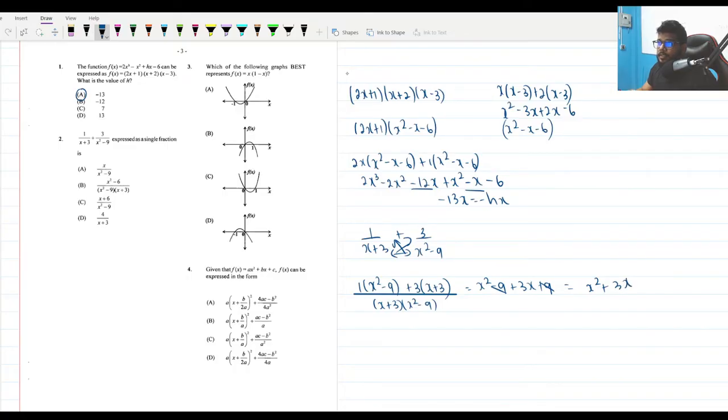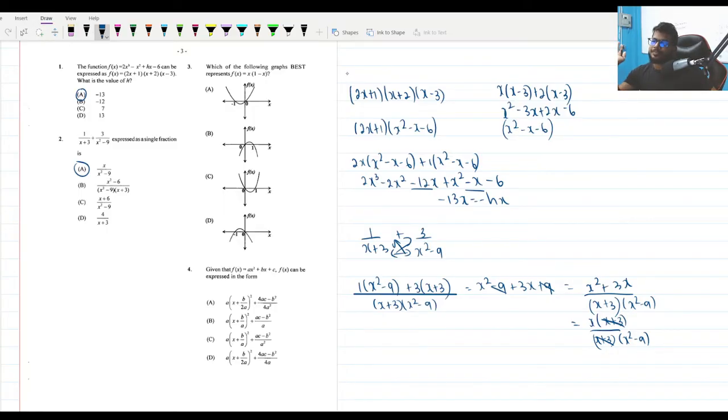Do the tops of these have x squared plus 3x? No, they don't. Over x plus 3 into x squared minus 9. So it means we had to do a little more simplification, so I can factorize it. x into x plus 3 over x plus 3 into x squared minus 9. You cancel the x plus 3, leaving x over x squared minus 9. The answer is A.